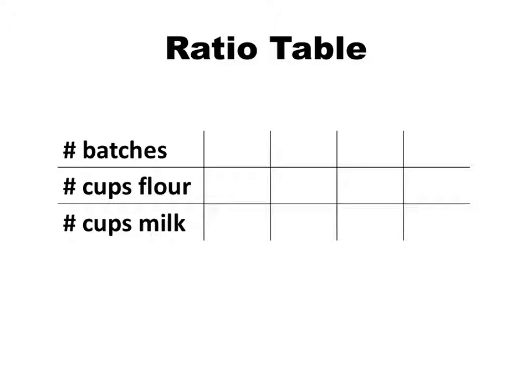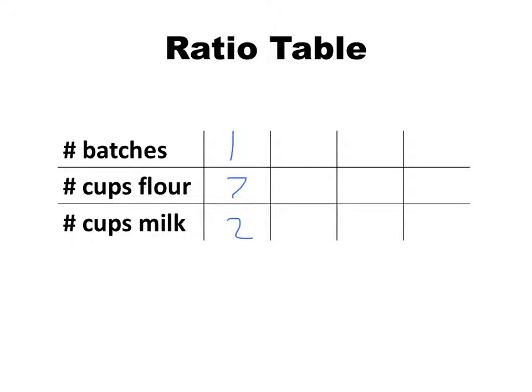So to form our ratio table, we're going to make a table that consists of 3 rows that go across like this and several columns that go up and down like this. In each one of these rows we're going to put our different quantities involved. The bottom row will put our number of cups of milk, the second our cups of flour, and the top our number of batches. Now in our first column we're going to put 1 there for one batch, and to make one batch we need 7 cups of flour and 2 cups of milk.